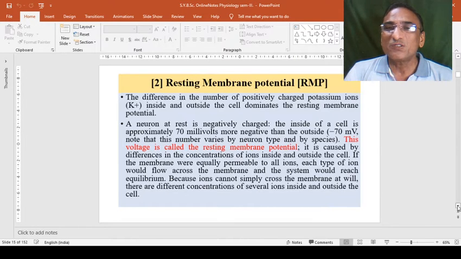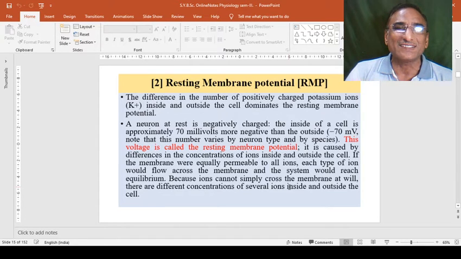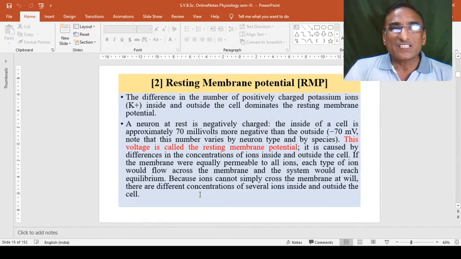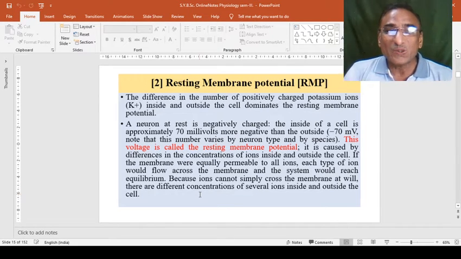Next we will see that the difference in the number of positively charged potassium ions, K plus ions, inside and outside the cell performs all the activities, and if the balance is irregular or imbalanced, then it disturbs the activities of the resting membrane potential. Furthermore, we will see that a neuron at rest is negatively charged. Whenever there is no activity, it is mostly negatively charged.